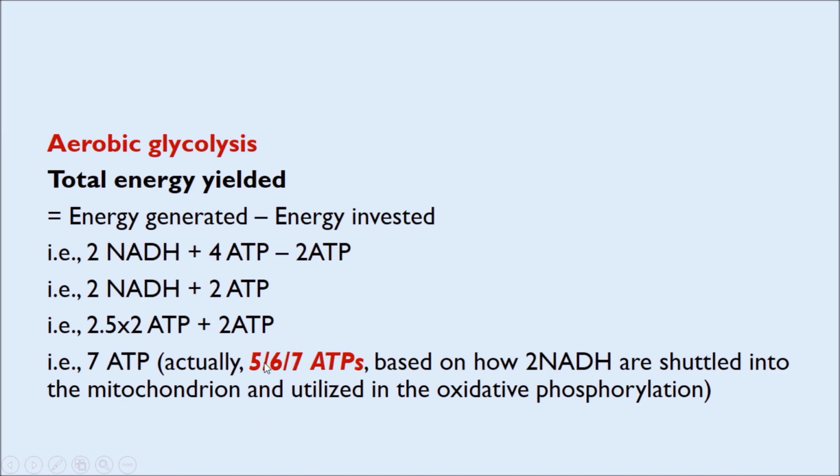Now this either 5, 6 or 7 ATPs depends upon the shuttle pathway, and subsequently depends on whether cytosolic NADH is presented to the mitochondria in the form of either NADH or FADH2, which entirely depends upon the type of the shuttle system.